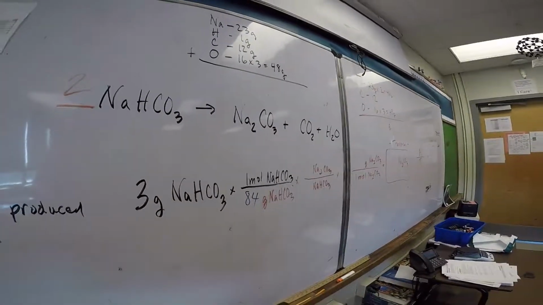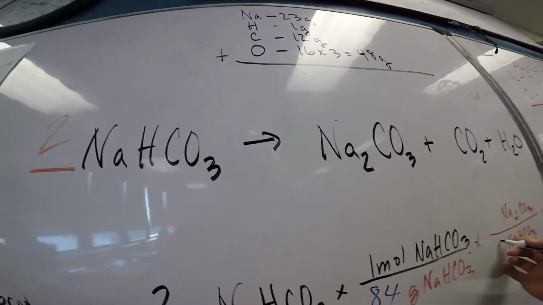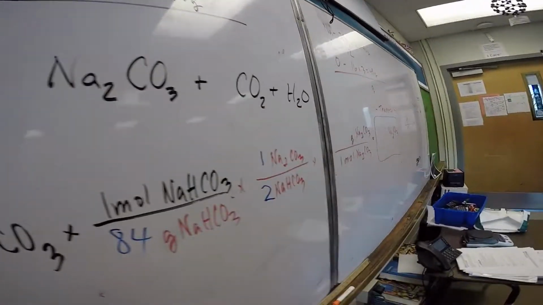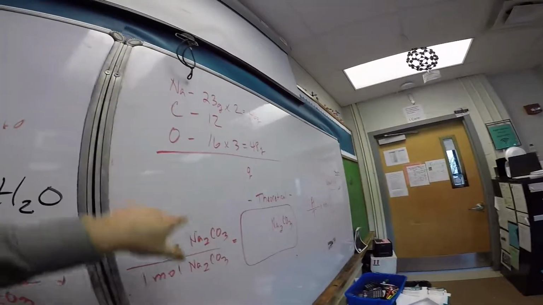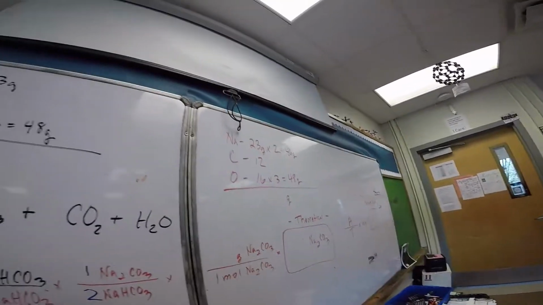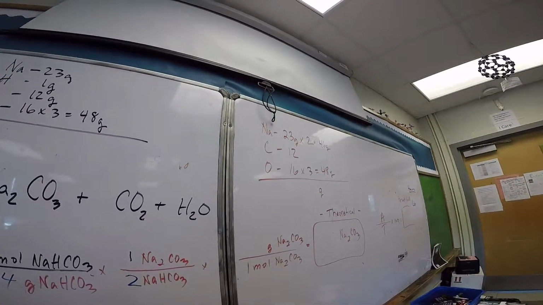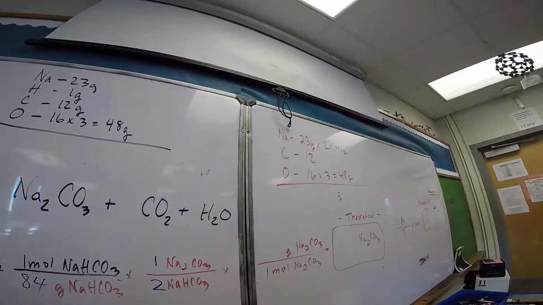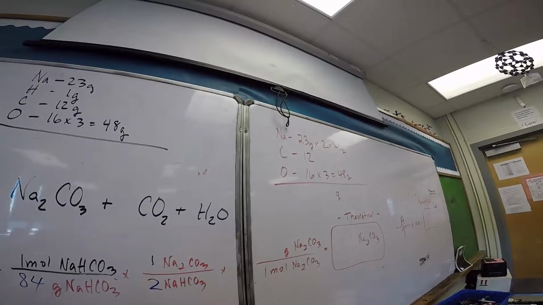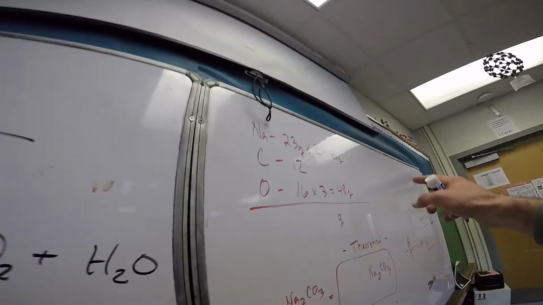Close. Now, then we go to the balanced equation, right? You have a 2 there, so we're going to put a 2 here. Then we have 1 here, so we're going to put a 1 there. Then we go back to the periodic table and find the mass of sodium carbonate. This is what you're going to make. So what's 23 times 2? Delshan? 46.